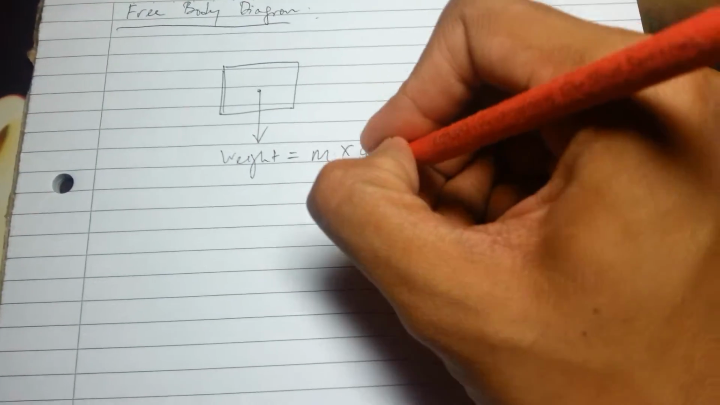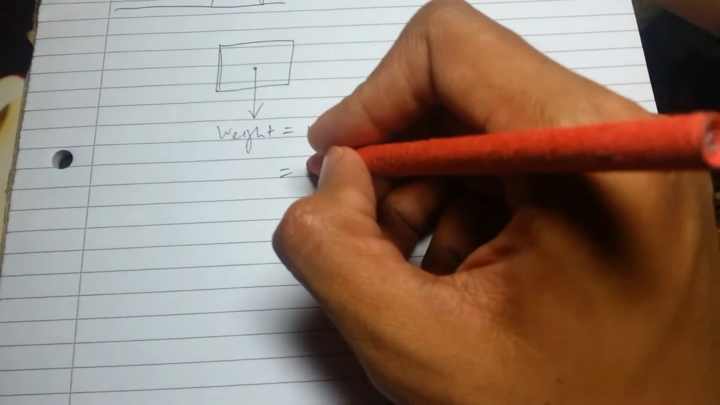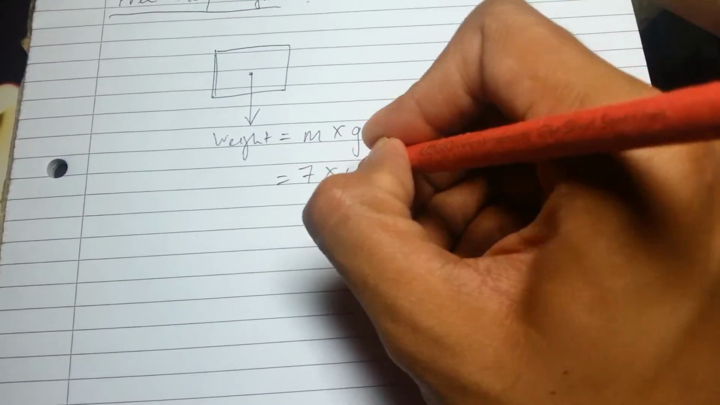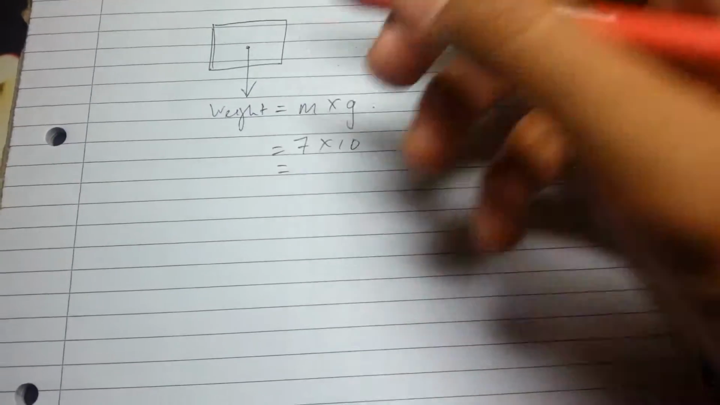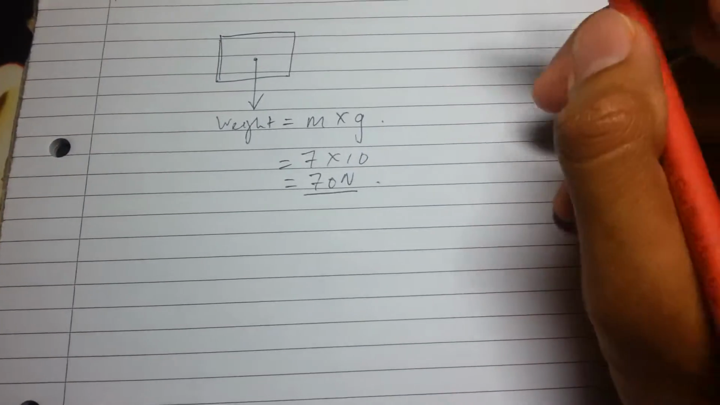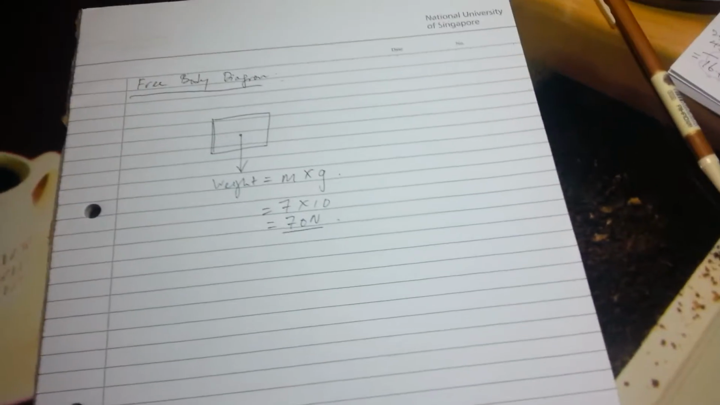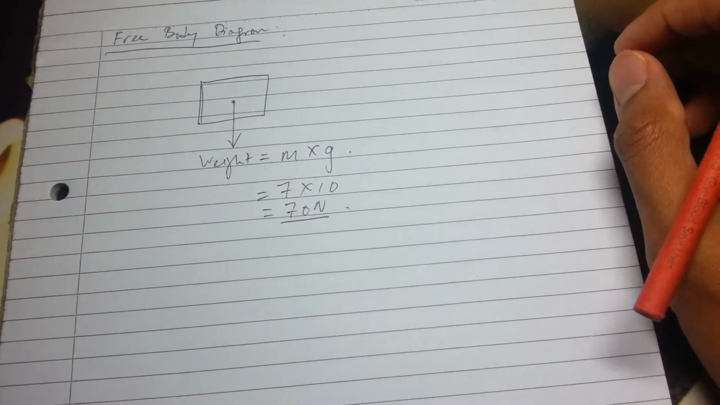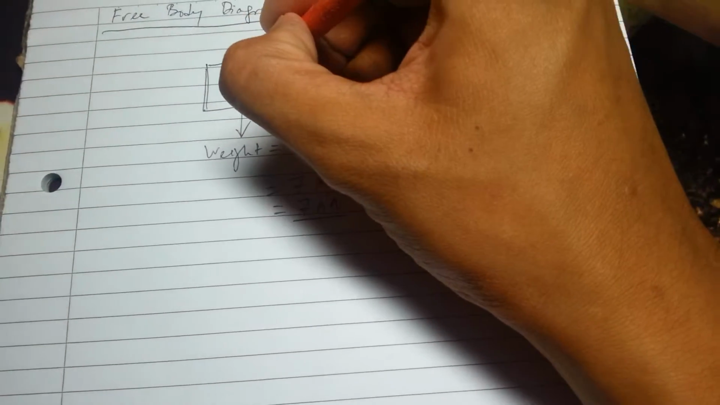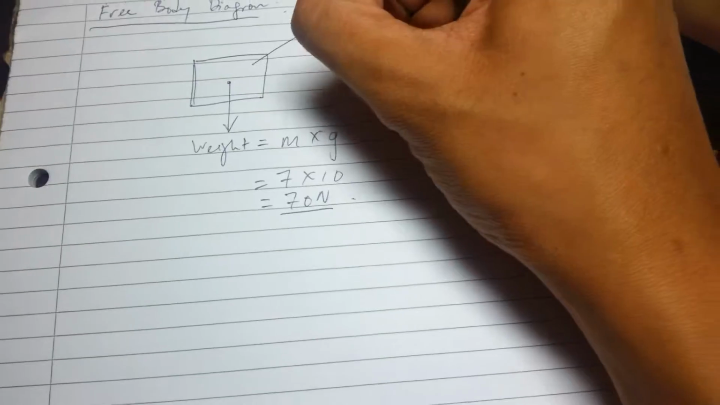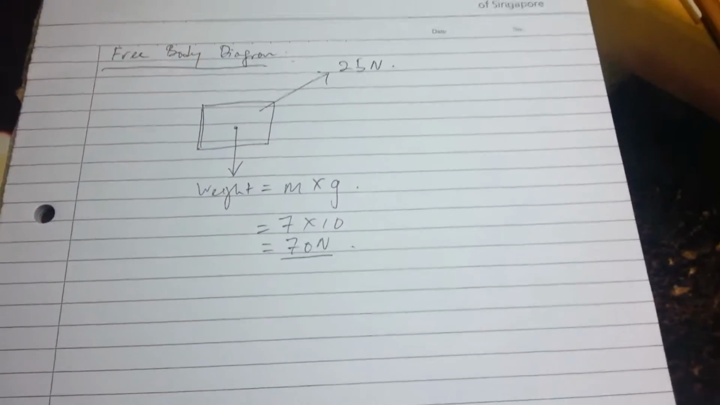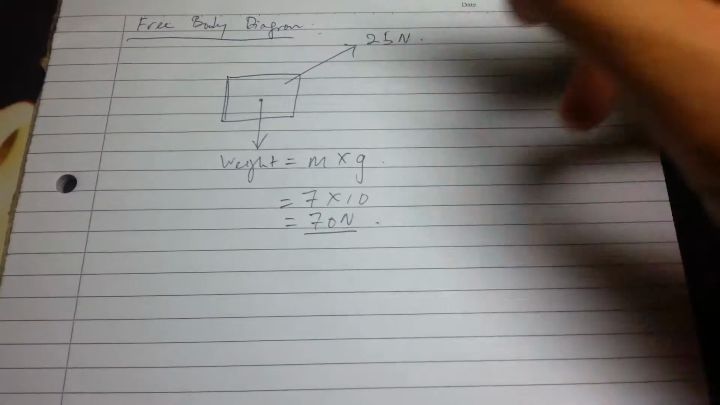Its weight is usually measured by mass times the gravitational pull. For instance, in your case, the mass is 7 times 10. So this is the downward force, 70 Newton. And then in the question also, we have another force. That force is given to us to be 25 Newton, right? To be 25 Newton.